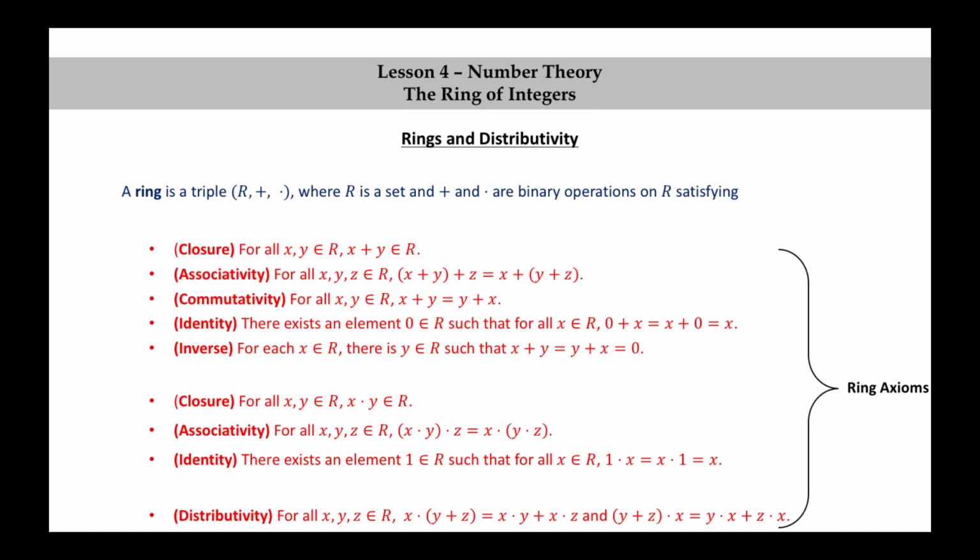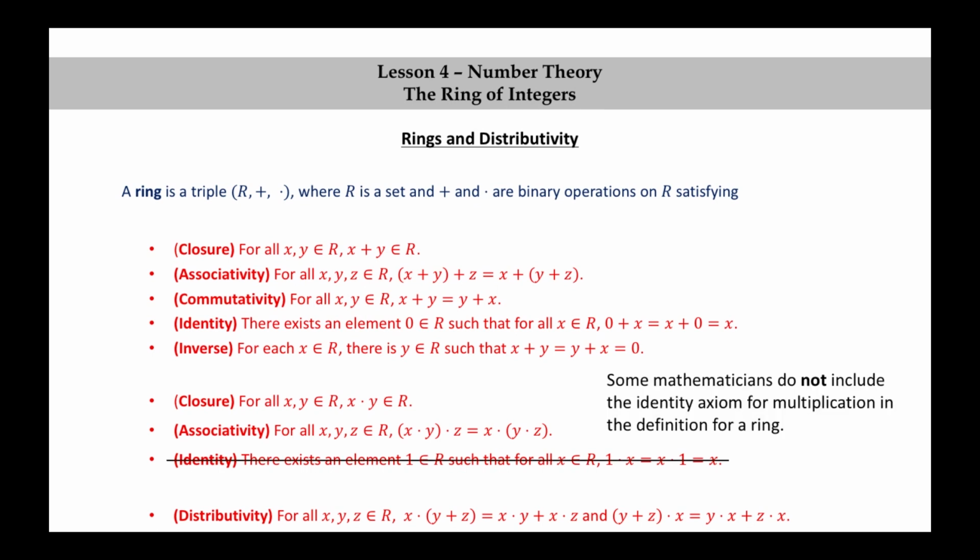There are other statements that are true in a ring, but those need to be proved. Some mathematicians do not include the identity axiom for multiplication in the definition for a ring. There are good arguments for both including and excluding this axiom. For our purposes, it's more natural to include it, so we will always include the multiplicative identity in the definition of a ring.